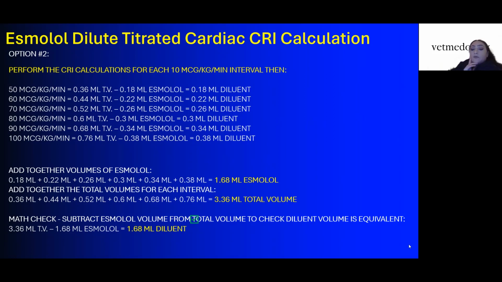We get a total of 1.68 mils esmolol. We want to add together the total volumes for each interval. So that's 3.36 mils total volume. And for a math check, you want to subtract the esmolol volume from the total volume to check the diluent volume is equivalent. So 3.36 mils total volume minus 1.68 mils esmolol gives you 1.68 mils diluent. So that's correct.